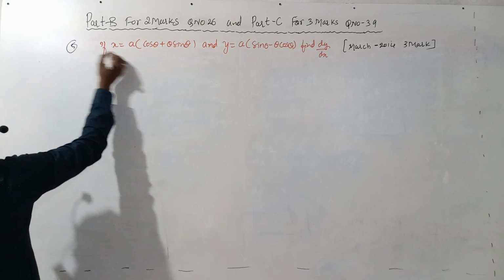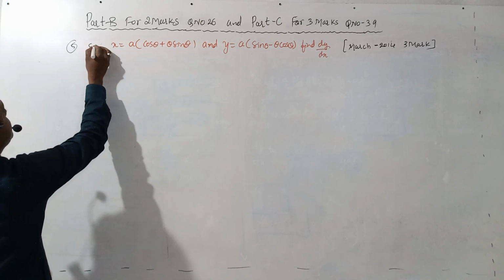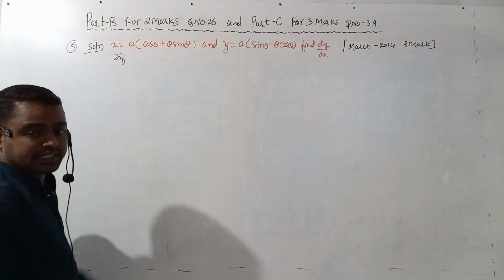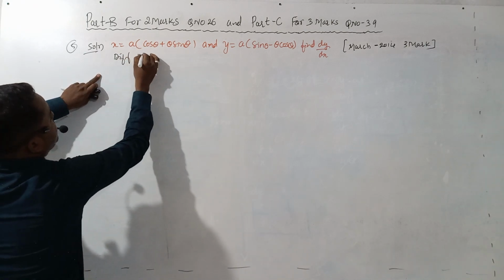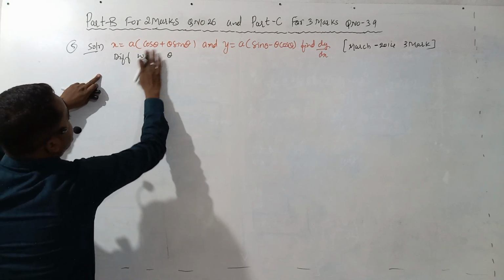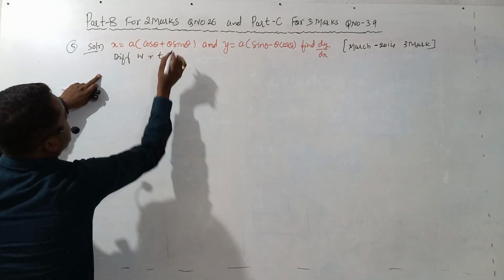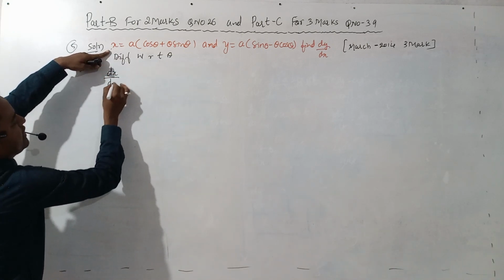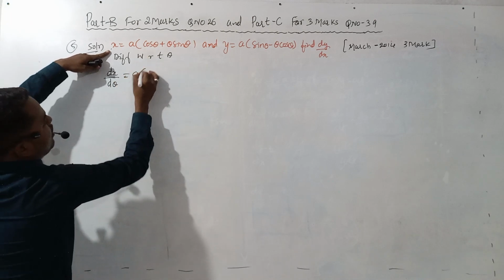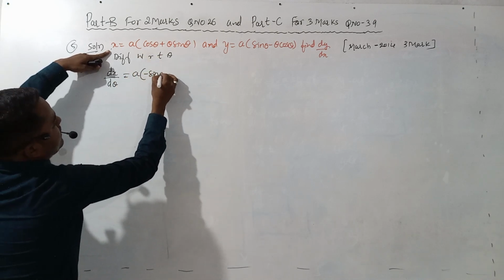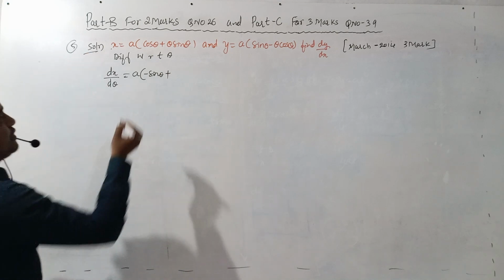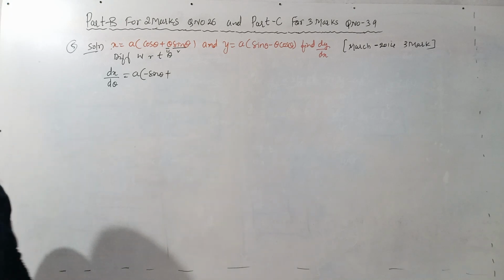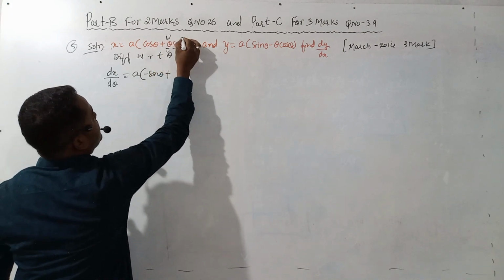So write the solution. First step: differentiate. Write the first function as it is, after that differentiate with respect to theta. Derivative of x with respect to theta is dx by d theta, equal to a as it is, derivative of cos theta minus sin theta plus. Now for this one, it is in product form, u into v. This is u, this is v.